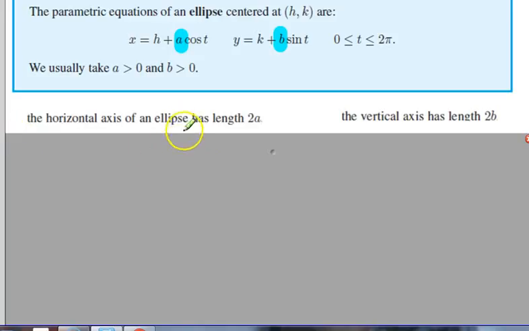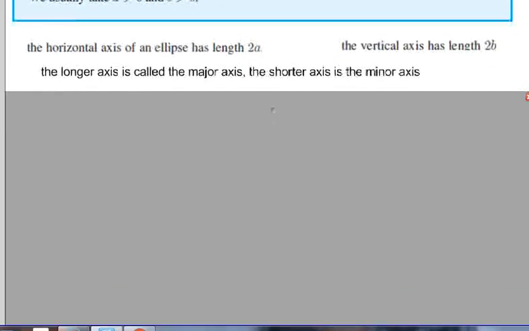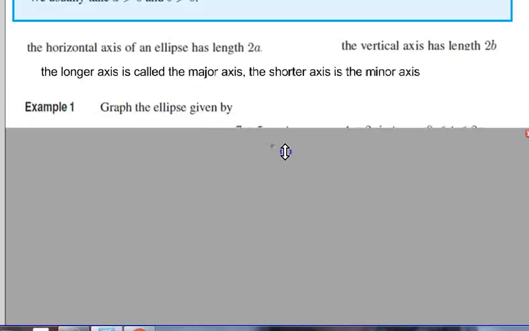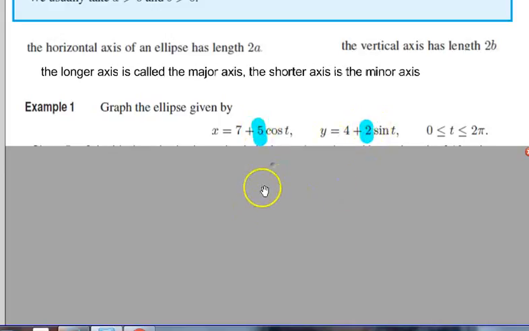We're going to see in the GeoGebra applet that the ellipse has a horizontal axis with length 2 times A and a vertical axis with length 2 times B. And the major axis is usually the longer axis, so it could be the horizontal axis or vertical axis, depending on if A or B is bigger. So in this case, we're going to graph this ellipse. It looks very similar to the parametric form of a circle, but as you can see, these values are different, so that lets you know we have a pure ellipse.